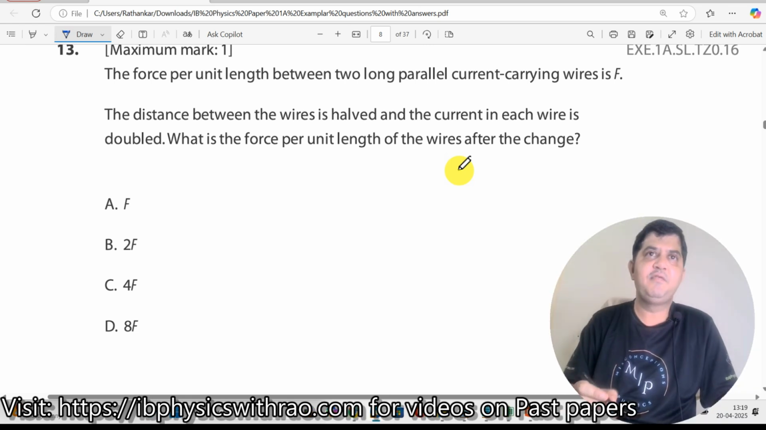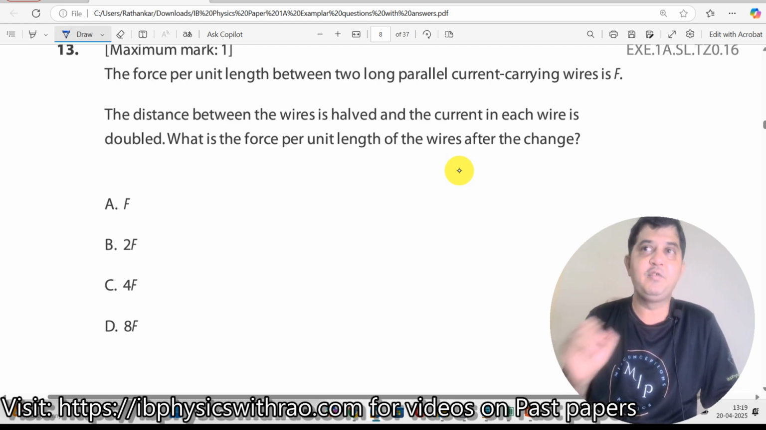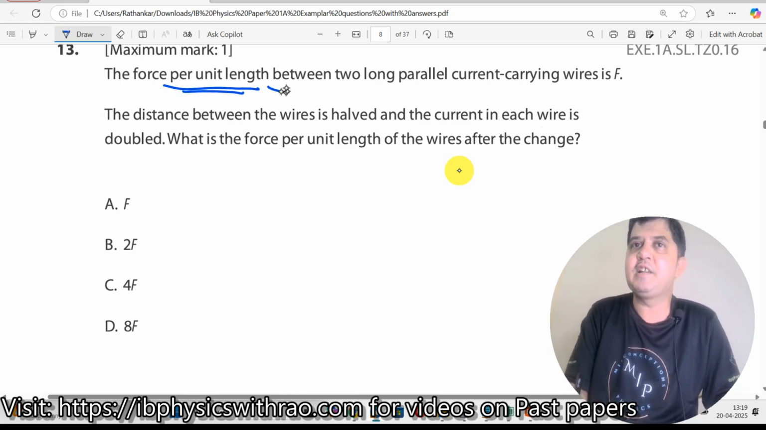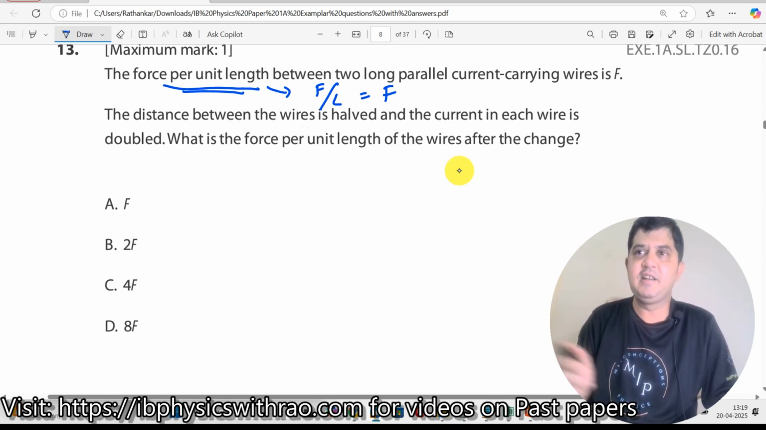Question number 13, very similar to the previous question. The force per unit length between two parallel current carrying wires is F. Usually I take the force as F, but here it is already said force per unit length, which you call F. The distance between the wires is halved, and the current in each wire is doubled. What is the force per unit length of the wires after the change?